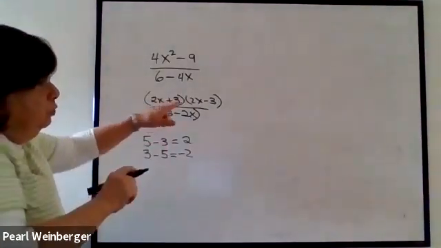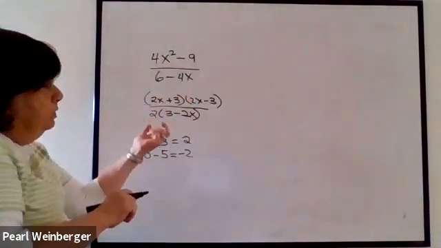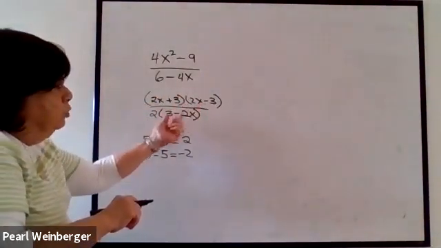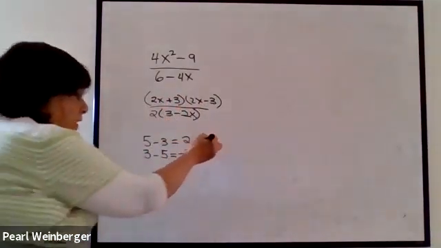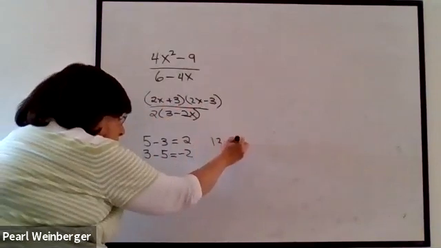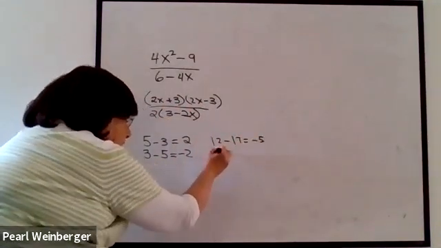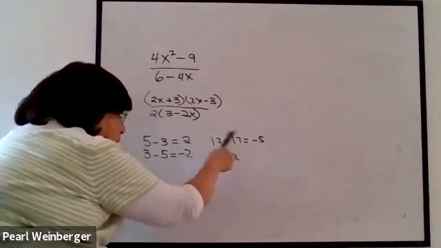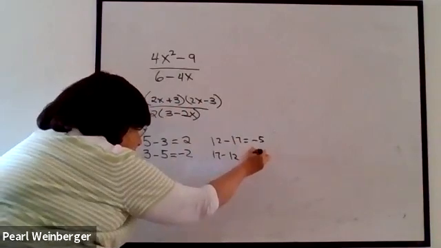And that always works when you have binomials that are just switched in order with a subtraction, with a minus in between them. If I have 12 minus 17, that gives me -5. Whereas 17 minus 12, the same two numbers, but switched order, gives me +5.